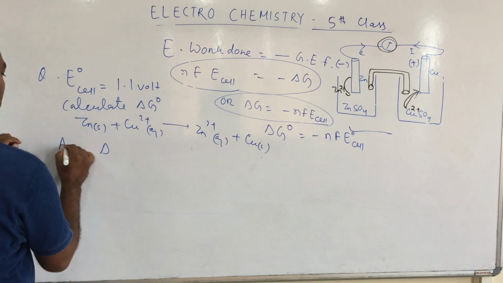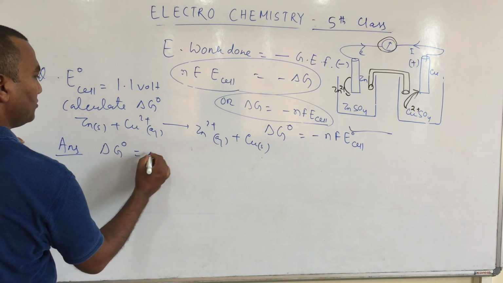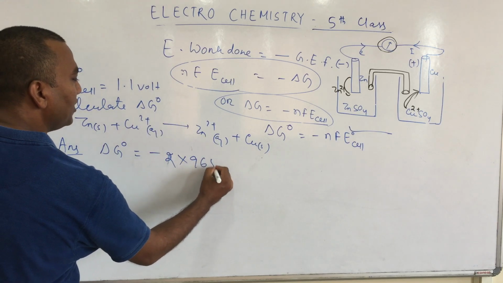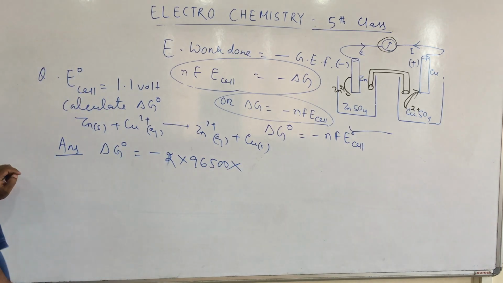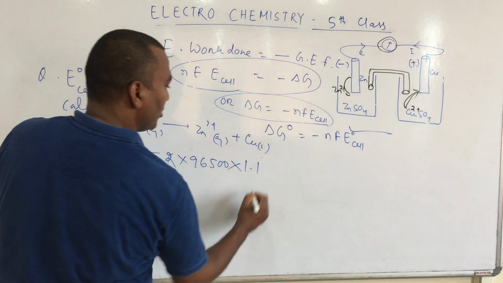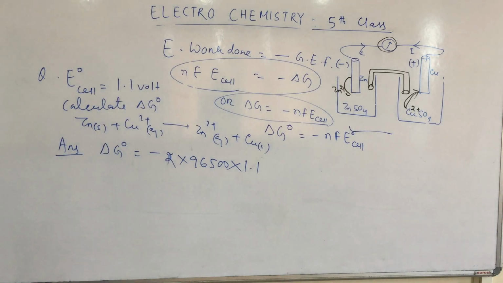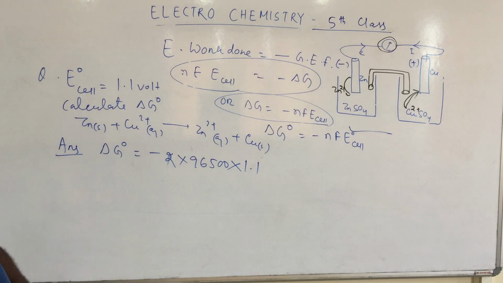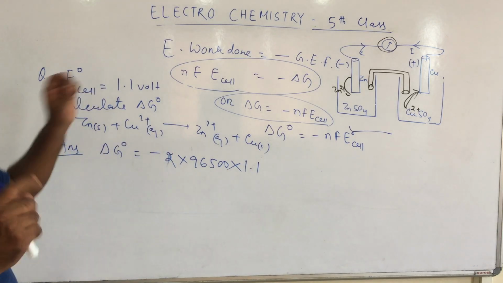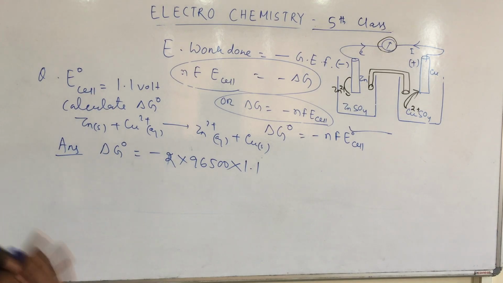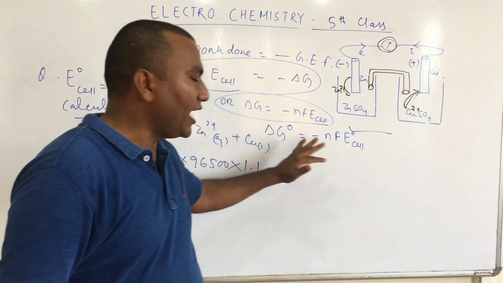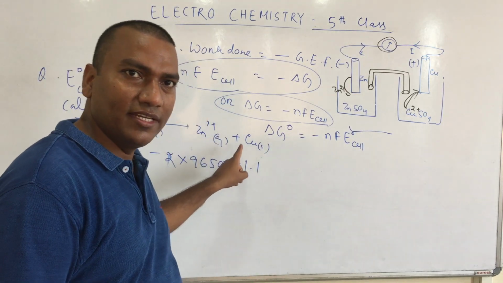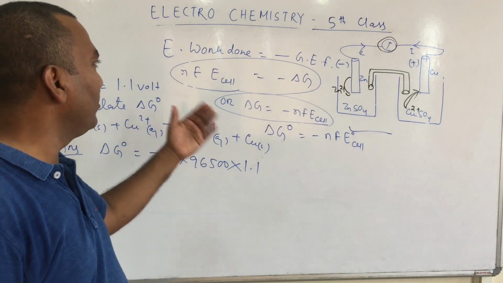So directly, the answer is delta G naught equals minus n, n is how much? 2, into F, 96,500, into E naught. E naught is how much? 1.1. If you multiply this, it is energy, so its unit will be joule or joule per mole. Clear? In this format, numericals are very easy. Always remember, first you write the formula. According to the formula, first check which data is given in the question, then put this value in and calculate.